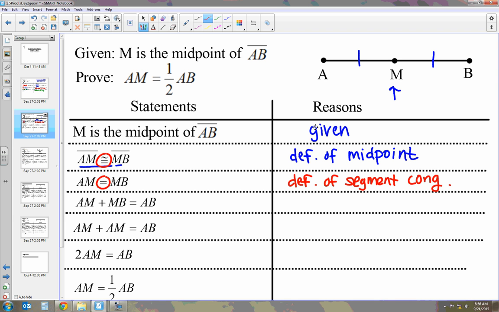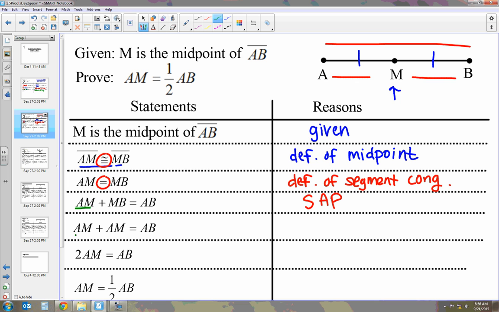Then I have AM plus MB equals AB. Well, let's see on our picture what we can get from that. I have AM plus MB, which are parts, equals AB. So that's part plus part equals whole. So that's our segment addition postulate. All right. Next up, I have AM plus AM equals AB.